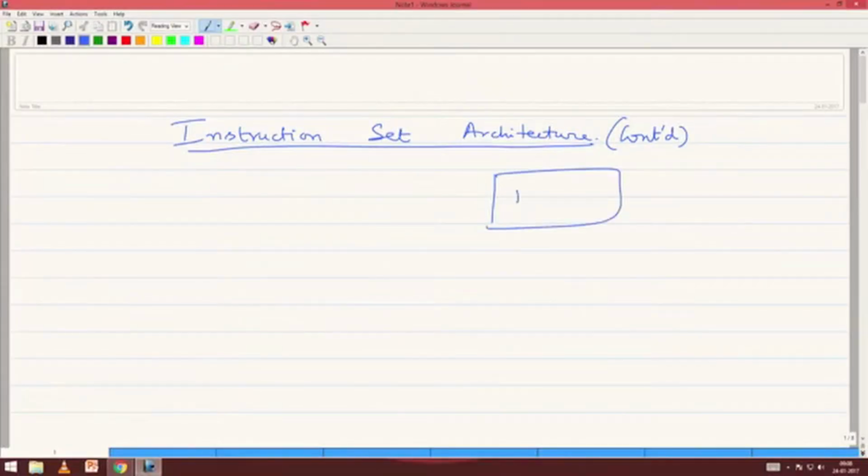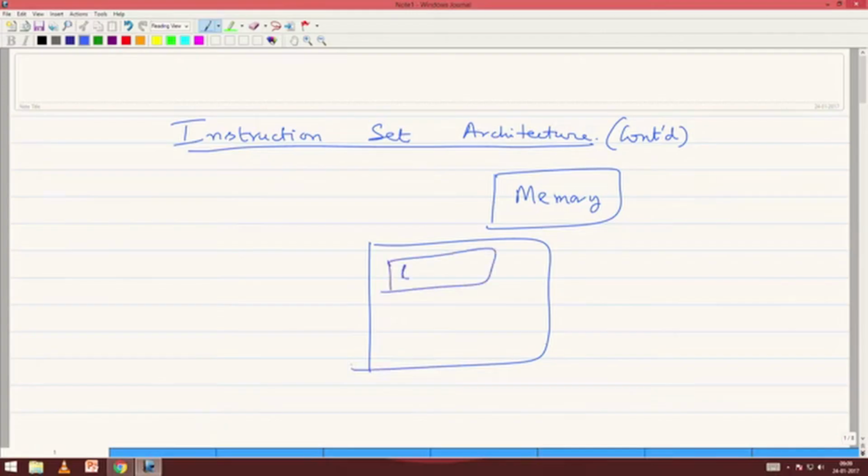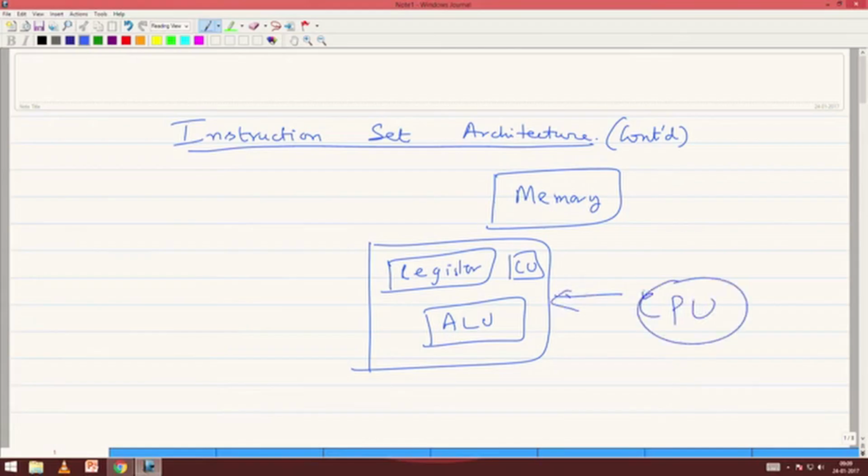In a system, as I told you, there is memory, and inside there are registers, and then there is an ALU, and there is a control unit which controls the movement of data here and there. So this is the organization of a simple computer. Collectively you call this the CPU, central processing unit.